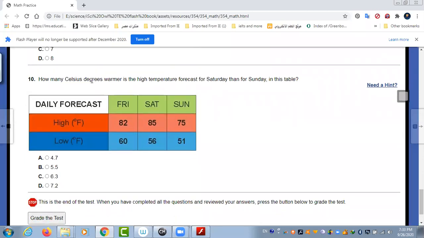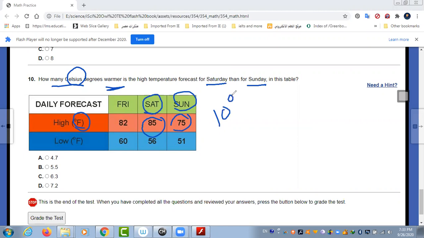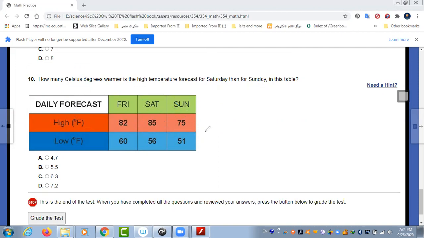Here it is also how many Celsius degrees, but here he wants warmer. The degrees are in Fahrenheit. Warmer is the high temperature forecast for Saturday than for Sunday. We want the high, the warmer one. So the difference is 85 minus 75, which is 10 degrees Fahrenheit, and we change it into Celsius as he asked in the question. The questions you will have are very simple and very direct. We don't have a lot of information like this one. It will be a direct question. Now back to our book.